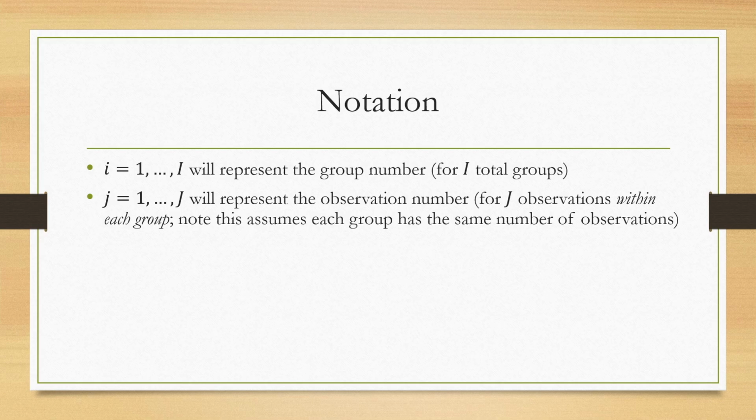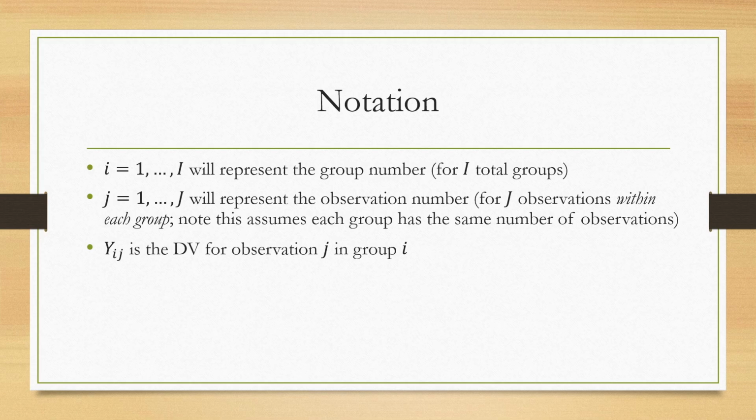This assumes that each group has the same number of observations. Now, a lot of the things we'll be showing you within the theory section actually don't assume this, but for notational purposes, I'm going to keep this notation rather simple. If you wanted to expand the notation, you would use capital J sub I, to represent that each group I can have a different number of people in it. In this case, each group is going to have the same number of people, capital J.